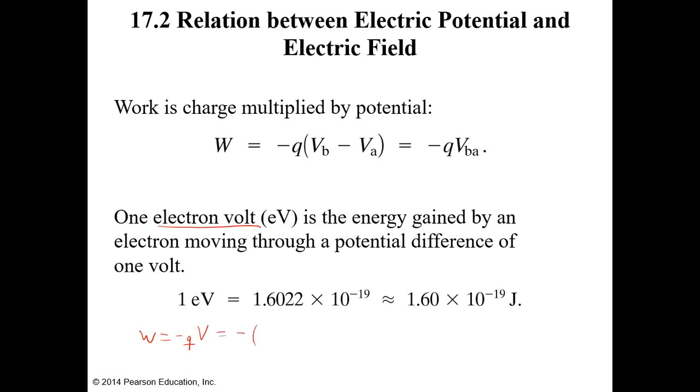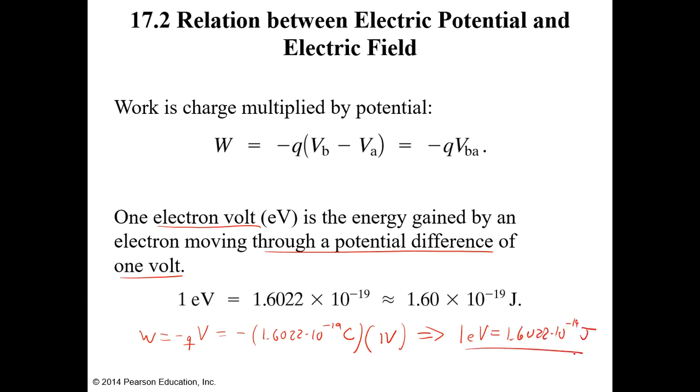Charge of one electron, remember, is 1.6022 times 10 to the negative 19th coulombs, times going through a potential difference of 1 volt, so we multiply that by 1 volt, and that gives us 1 electron volt is equal to 1.6022 times 10 to the minus 19th joules. And there's our new unit for energy on the subatomic scale.